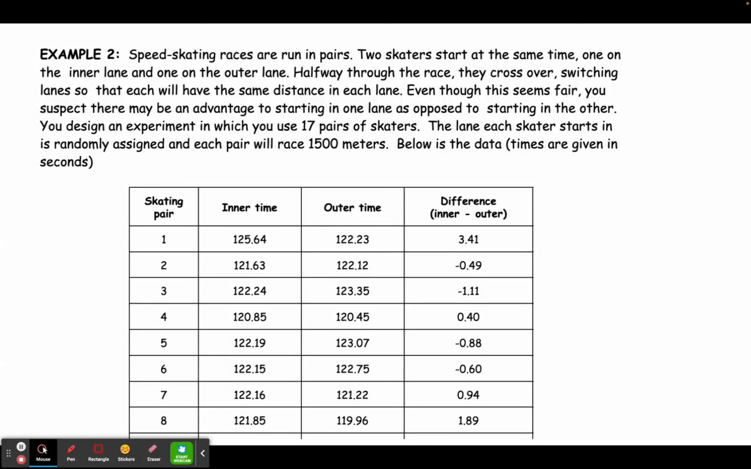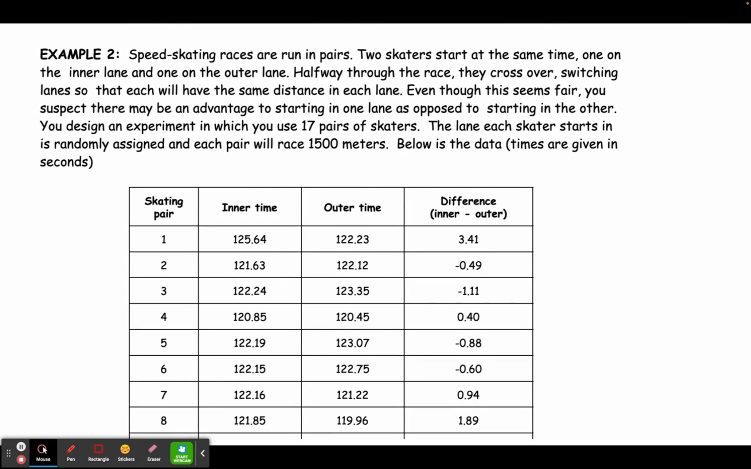All right, let's look at a second example. Speed skating is a situation where races are run in pairs. That's just how the sport is set up. And you've probably seen speed skating in, like, the Winter Olympics. Two skaters start at the same time, one in the inner lane and one in the outer lane.